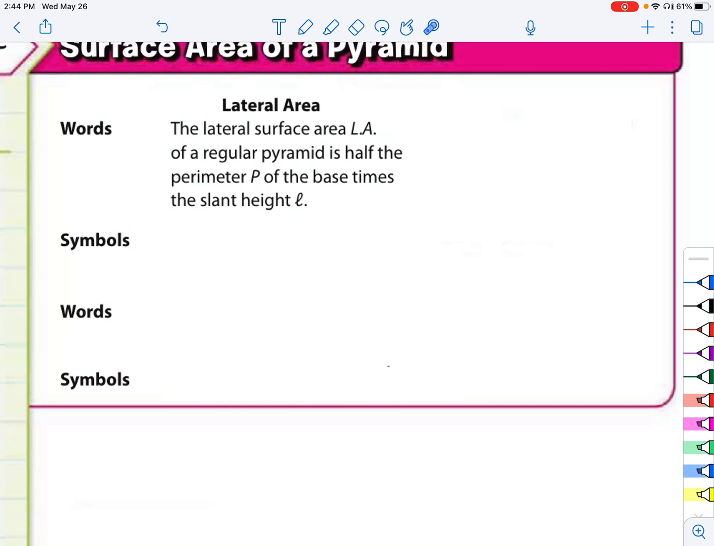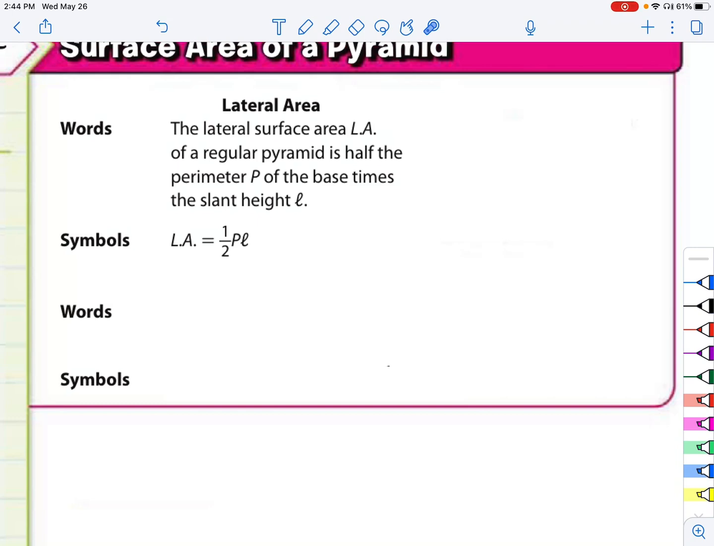Again, the lateral surface area of a regular pyramid, we're going to talk about what the regular pyramid is, is half the perimeter of the base times the slant height. So its symbols look something like this. That's our lateral surface area, 1/2. P represents the perimeter. L represents our slant height.